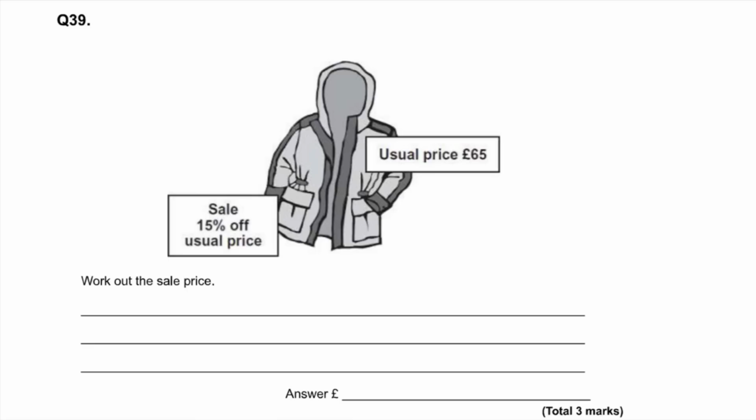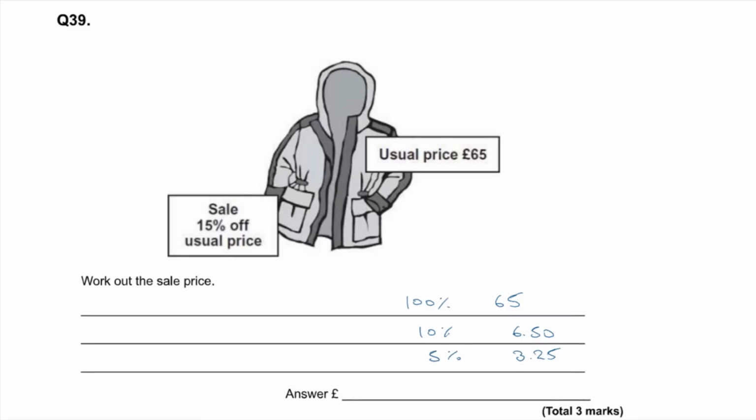The sale is 15% off the usual price. Work out the sale price. Okay, so 100% everything is 65. We want to work out 15% and take it off, don't we? Because it's 15% off. So what's 10%? That is £6.50, and then 5% is going to be half of that. That's going to be £3.25.